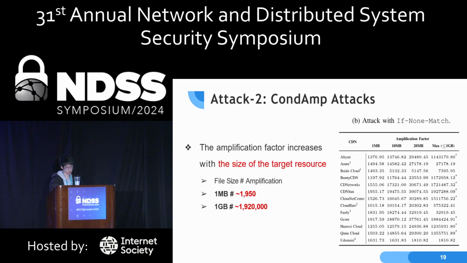The table on the right shows the amplification factor of the attack using the header name If-None-Match. As with the HeadAMP attack, the amplification factor of the attack increases with the size of the target resource. For a common 1 megabyte file, the factor can be 1,915. And for a file whose size is 1 gigabyte, the factor can reach 1.92 million.